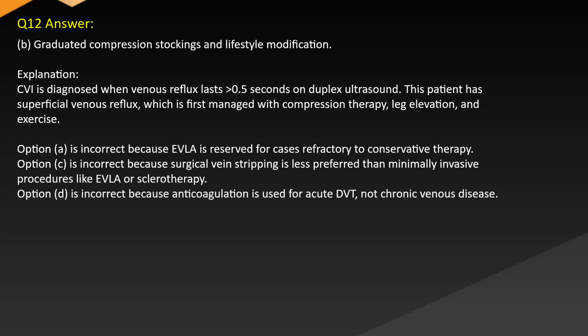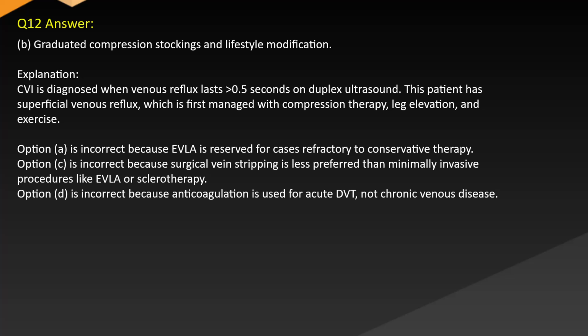Answer B. Graduated compression stockings and lifestyle modification. Explanation. CVI is diagnosed when venous reflux lasts more than 0.5 seconds on duplex ultrasound. This patient has superficial venous reflux, which is first managed with compression therapy, leg elevation, and exercise.